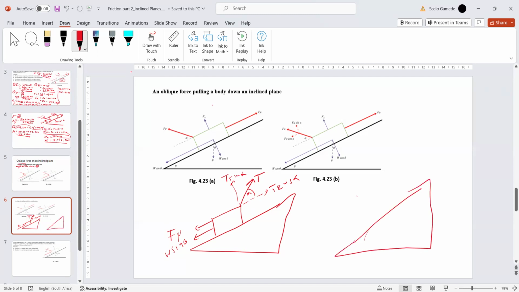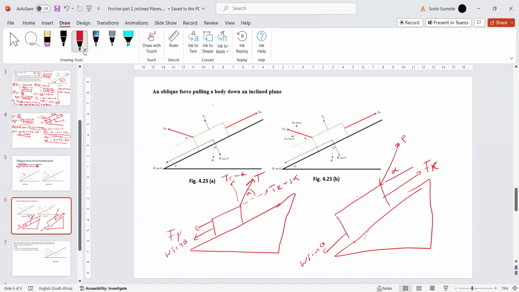I'm not sure if I have this type of diagram, but there it is. If I push it like that at an angle alpha and say that is force P, definitely the motion is going down, which means the frictional force will be here. And don't forget this one is always here with W sine theta. But now here you are going to have two forces.